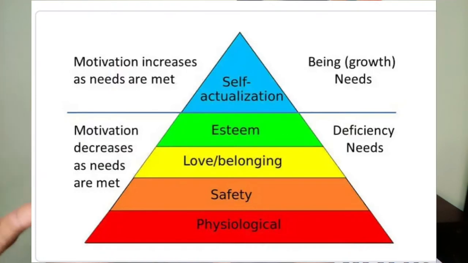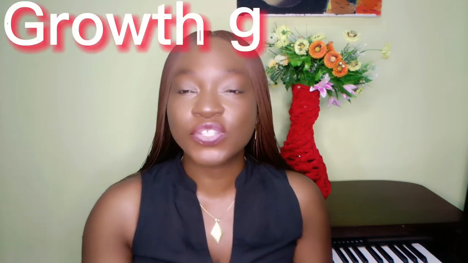So initially, this theory had 5 steps in the hierarchy. But with time, Maslow modified these needs from 5 to 7, including the growth or being needs. The growth or being needs refer to the needs at the top of the hierarchy. So while the first 4 needs are referred to as the deprivation needs, the higher needs, whether it was when it was 5 levels, or 7 levels, or when he modified it to 8 levels, are referred to as the growth needs, or the being needs, the B needs. So you have to satisfy the lower needs before you get to the need for self-actualization.